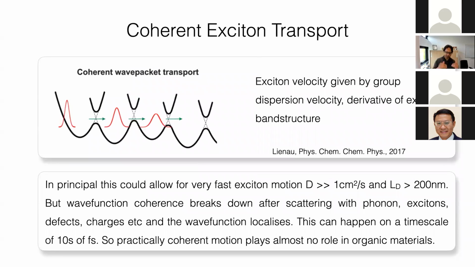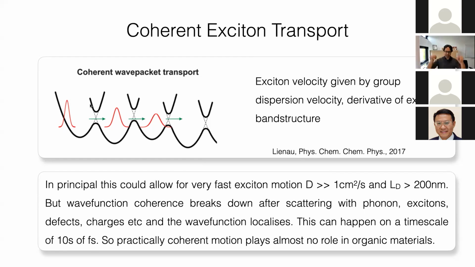Right. So let's take one step back, and now let's consider if one were to think about this from first principles. One would say that, when one creates an exciton, there is an exciton band structure in our material, because the exciton is a quasi-particle, a wave. And in fact, from first principles in quantum mechanics, you would say that the exciton should actually move at a group dispersion velocity, which will be the derivative of this exciton band structure.